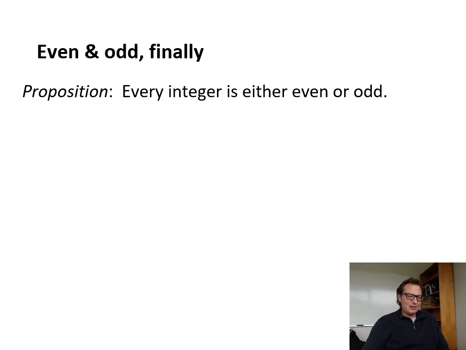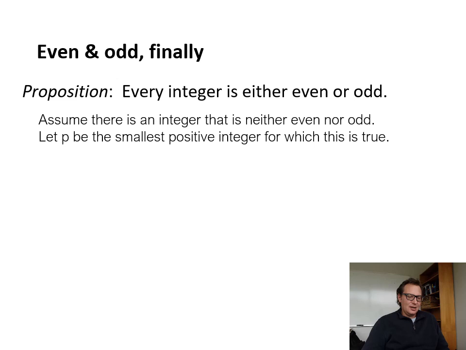We talked about this proposition a lot, and we used in the past that every integer is either even or odd. And let's see now how we would prove it. So let's assume the opposite. Let's assume that there is an integer that is neither even nor odd, and let p be the smallest positive integer for which this is true. So we are doing a proof by contradiction. And we want to now reach a contradiction.